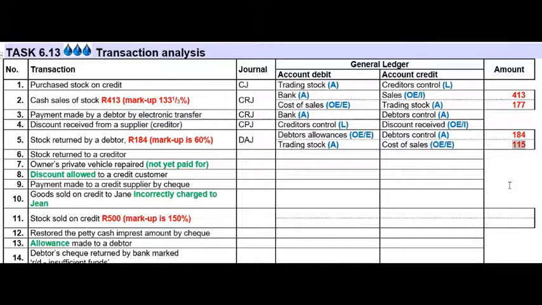So 115 Rand. Then the next one, stock returned to a creditor. If we give stock back to a creditor, it will be recorded in the CAJ. We will owe this creditor less money, so creditors control is debited.